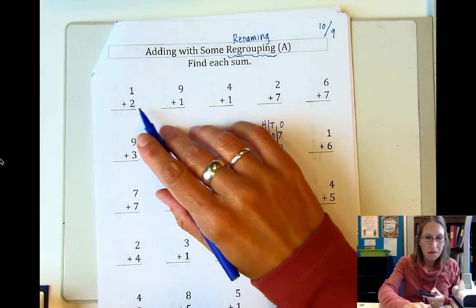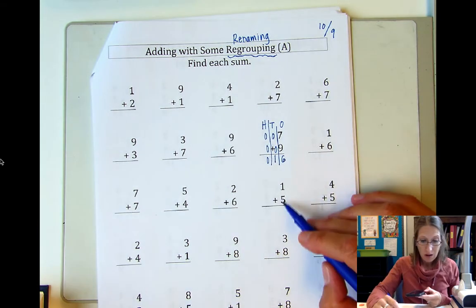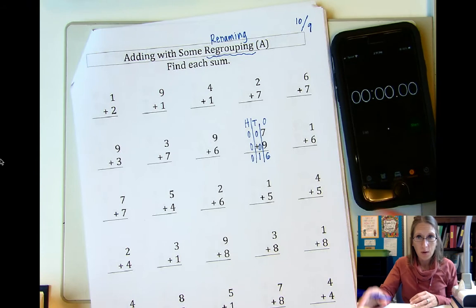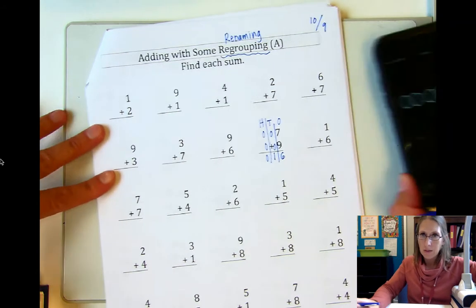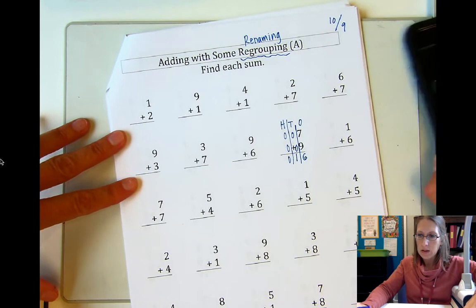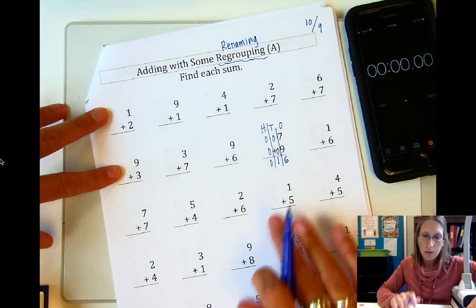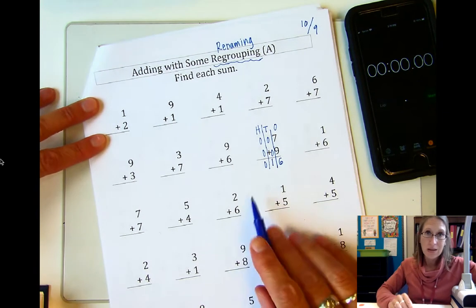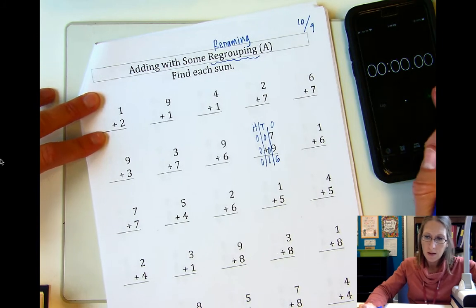I mean, some of these are not too tricky. 2 plus 1, 1 plus 6. Adding 1, I'm pretty good at adding 1, as you all are probably good at adding 1 also. So let's see, I'm going to just scoot this over so I have a little bit more space. I want to see the timer. Okay, so I'm going to go ahead and get started. I think I can do this in less than 30 seconds. Ready?